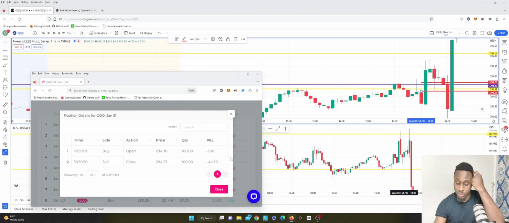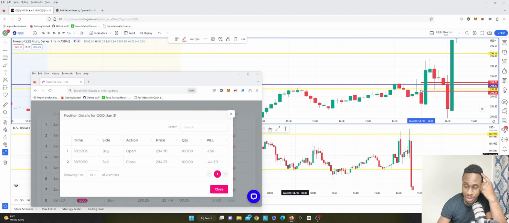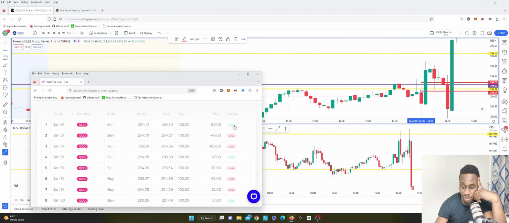So 29427. This is where it hit me out. It came back down, even before the news release. So this was like somebody playing on very low liquidity. And I figured that they could see that not a lot of people were trading this minute. Let me hit out somebody's take profit and stop loss if it's that close. Right? So this hit me out for a loss of 44.50.